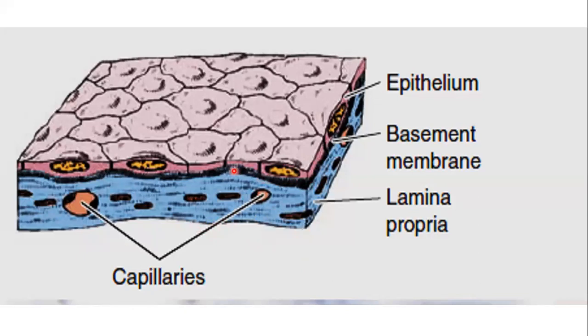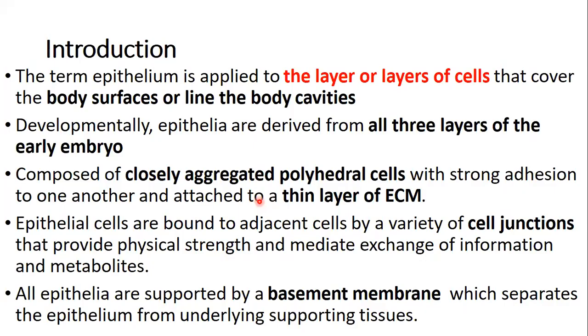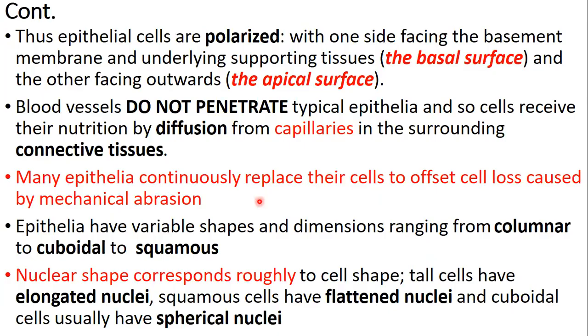You see this dark layer here. That dark layer is the basement membrane. Then these are cells. This is one cell, another cell, another cell. And you see that these cells are held together by intercellular junctions. That is another property.